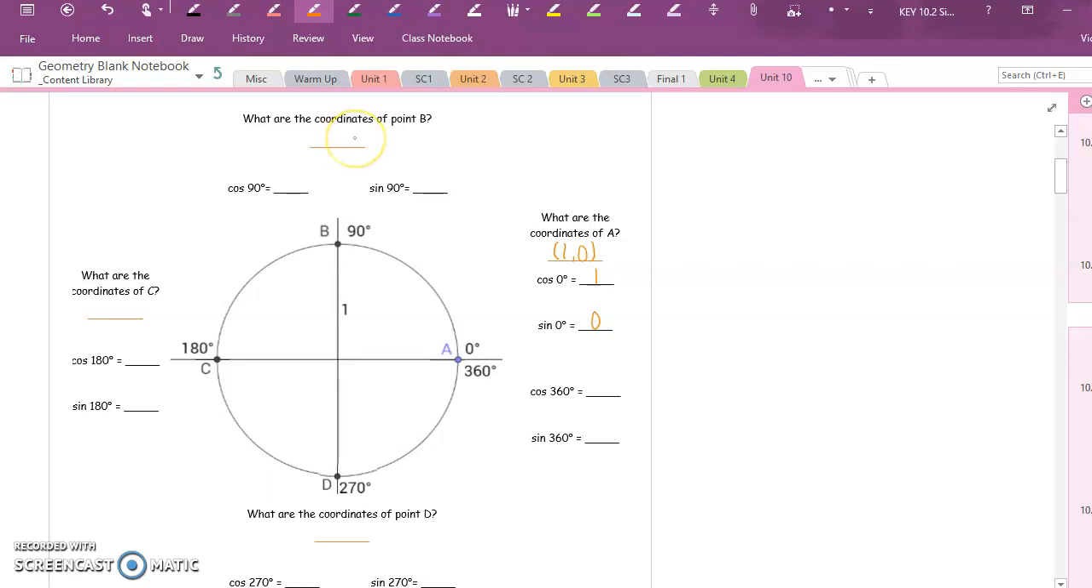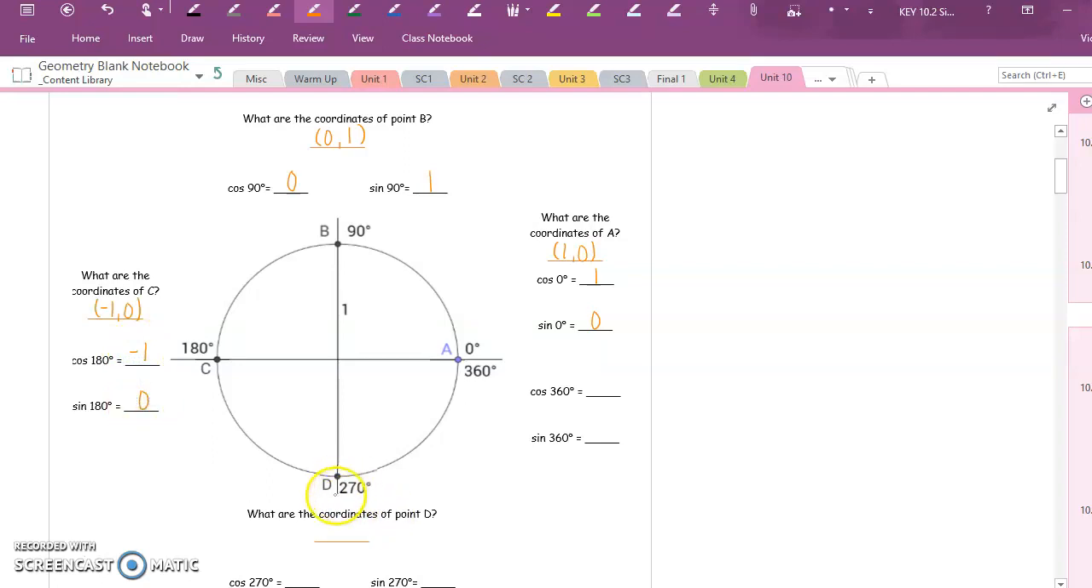Next, it says, what are the coordinates of B? At B, we are at 0, 1. Cosine, comma, sine. So cosine of 90 degrees is 0. Sine of 90 degrees is 1. Next, coordinate C. Coordinate C, we are at negative 1, 0. Goes cosine, comma, sine. So cosine of 180 is negative 1. Sine of 180 is 0.